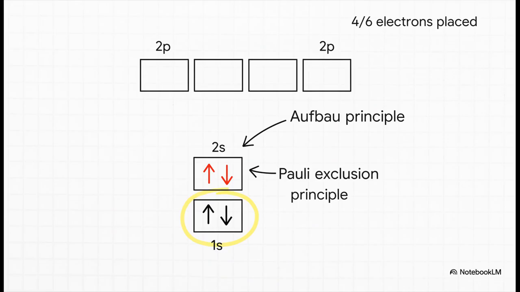Next up, electrons 3 and 4. Well, according to Aufbau, we have to move up to the next lowest energy level, which is the 2s orbital. So electron 3 goes in. Electron 4 pairs up with it, but with an opposite spin, just like Pauli's rule says. Now the 2s is full. We've placed 4 electrons, 2 to go.